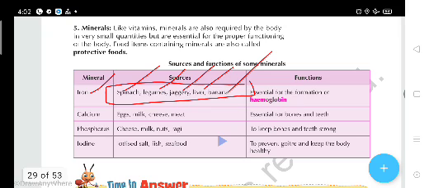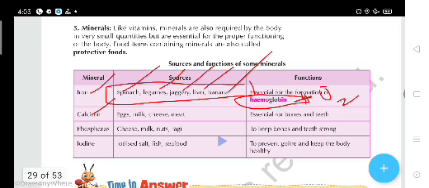Why is iron essential? It is essential for the formation of hemoglobin in our blood. Hemoglobin is responsible for the transportation of oxygen. It forms oxyhemoglobin when it binds with the molecule of oxygen. In further classes you will study these topics. So for hemoglobin you require iron.